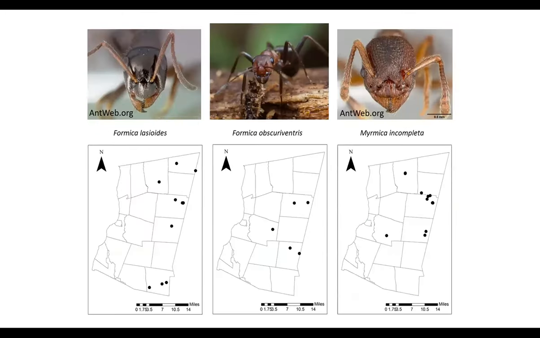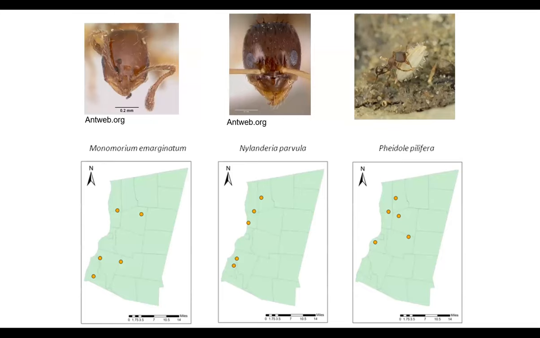And then we have eastern species. So if you remember, the east is where we have more elevation. So these species might be responding to that with temperature. And then we have the western species, and that's where there's hotter climates.